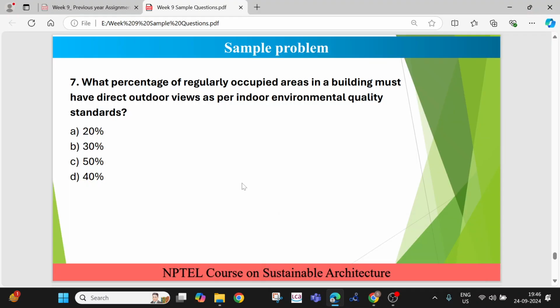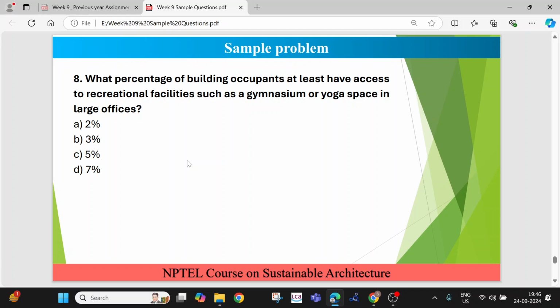D, sir, 40%. Yeah, 40% is the right answer. At least 40% of all regularly occupied spaces in a building must have access to direct outdoor views through vision glazing to enhance occupant well-being. Fine. So let's move to question number 8. Here is question number 8.